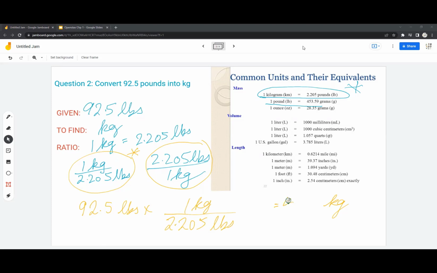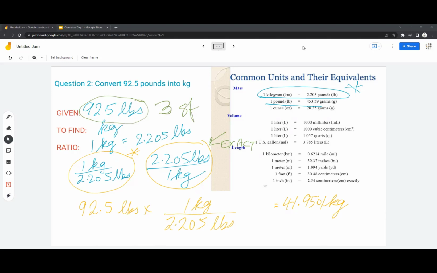So the answer I get is 41.9501, and it keeps going. So let's look at the sig figs for this question. As we talked before, this is an exact number. So we are not going to decide our sig figs for the answer based on it. Over here, we have three sig figs. So a final answer should also have 3 sig figs.